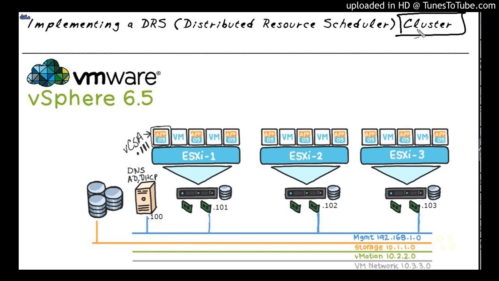Another benefit of having a cluster, besides having Distributed Resource Scheduler available to us, is that we also have additional features that we can add on as well, including high availability. We'll have a separate nugget on that, and also Virtual Storage Area Network, or vSAN. So initially, what I want to walk us through is simply creating a cluster, moving 3 ESXi hosts into that cluster, and then demonstrating how the DRS feature can be used to help distribute the load more evenly across our ESXi hosts.